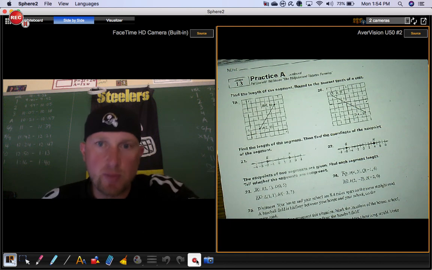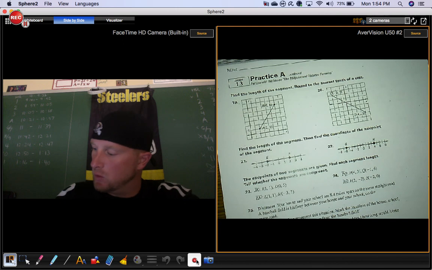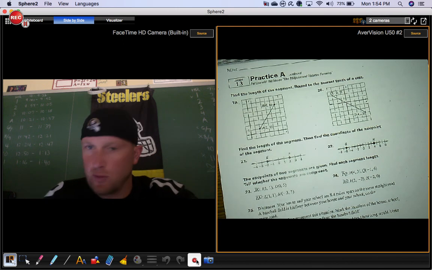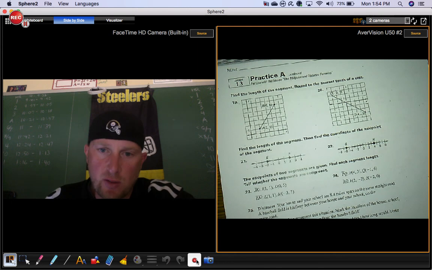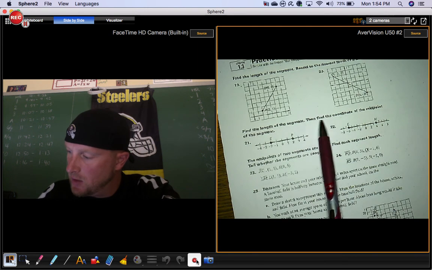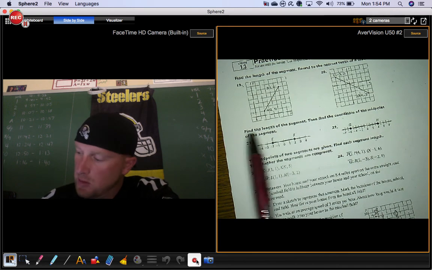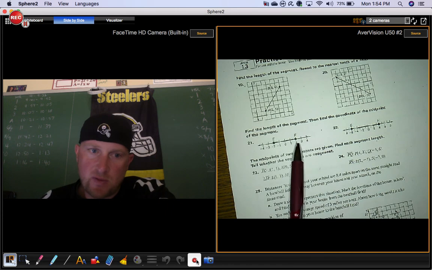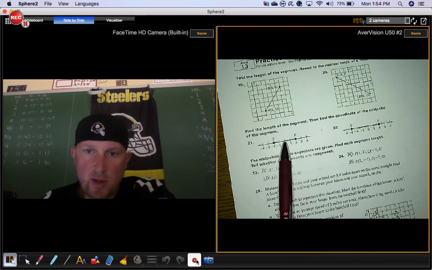Say for section 1.3, this is the back of the worksheet. We're going to look at numbers 19 through 22. I think we'll start with number 21 first. It says find the length of the segment, then find the coordinate of the midpoint of the segment. So we're doing both concepts from this section. We're finding its length and we're locating a point that's directly in the middle.